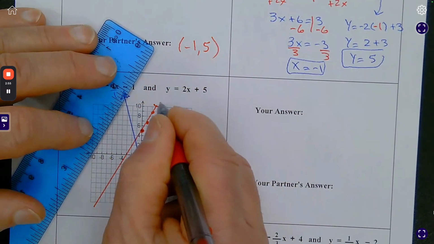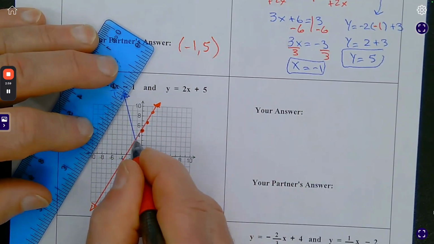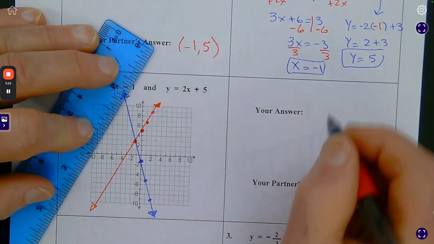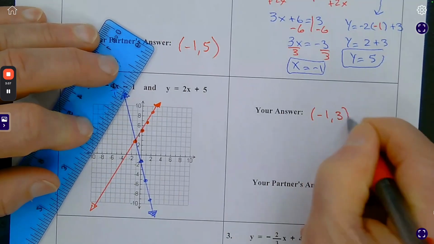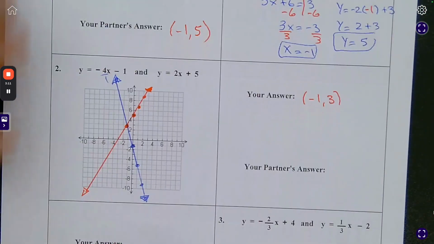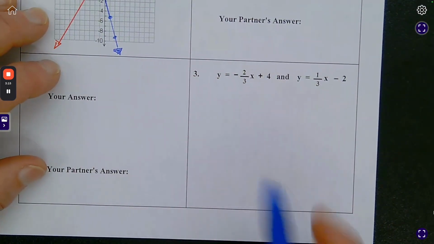Okay. All right. And then let's find that point of intersection. Looks like it's right there. And what's that? Negative 1 comma 3. Hey, that's what my partner got. That's what my partner got. So we're good. Okay, now I'm going to go back to the equal values method.